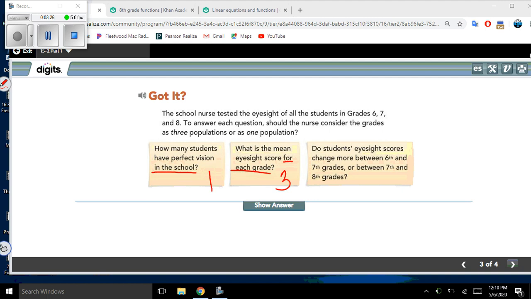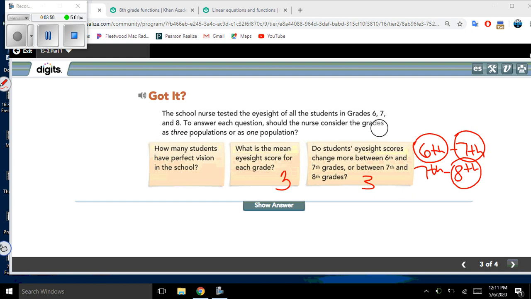Do students' eyesights change between 6th and 7th and 7th and 8th? And again, this is a little misleading because it appears as though there's only 2, but really we need data from 6th grade, we need data from 7th grade, and we need data from the 8th grade. So that's why your final answer there is going to be 3 populations.